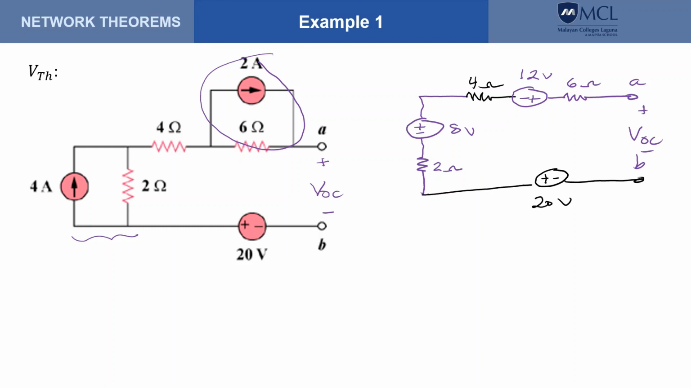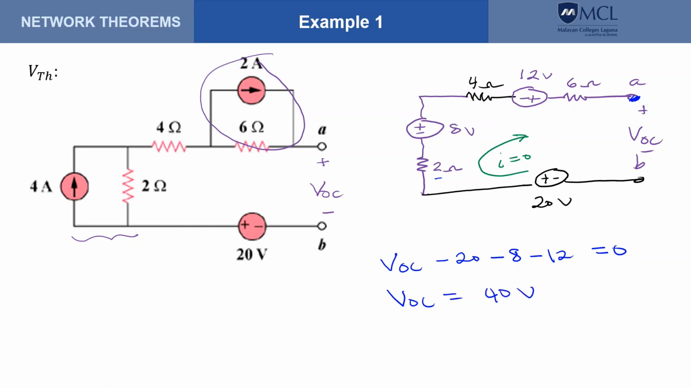and this is 20 volts. Notice that this is an open circuit, and therefore there is no current in this loop. Okay, so current here is 0, but we can still write KVL. So doing that, that would give us this one. Starting here, that would be positive VOC minus 20 minus the drop at the 2 ohms, but there's no current, therefore that is 0. So we could ignore that. So minus 8 minus 12 equals 0. And that should give us VOC equals 40 volts, which is also our VTH.